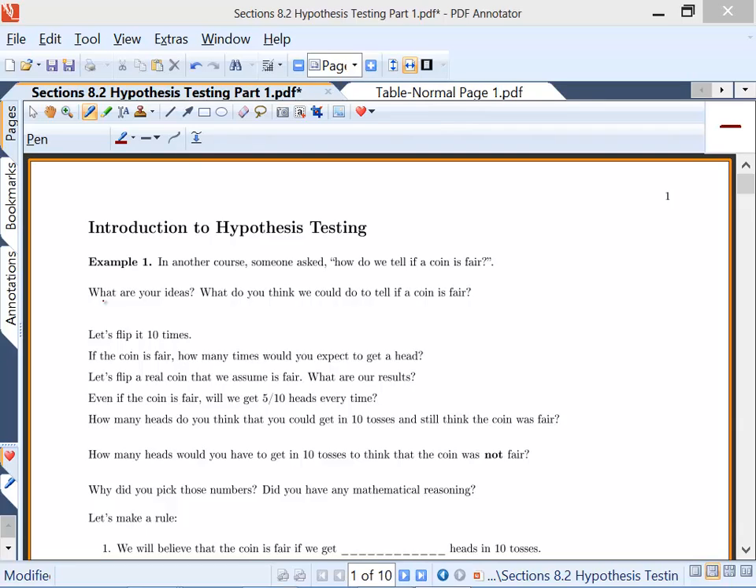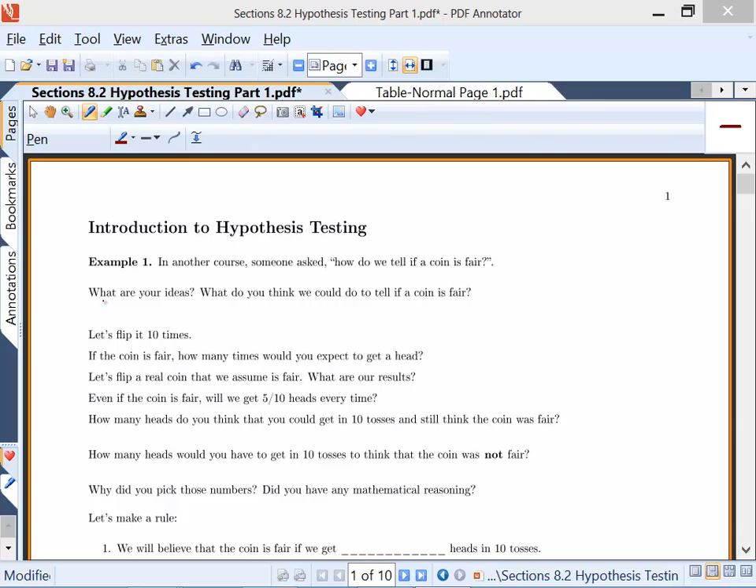We are starting section 8.2, and it's an introduction to hypothesis testing. The first 3 or 4 pages is what I put in to try and make you understand what was really happening. And then we'll start with the actual material that we'll be covering.